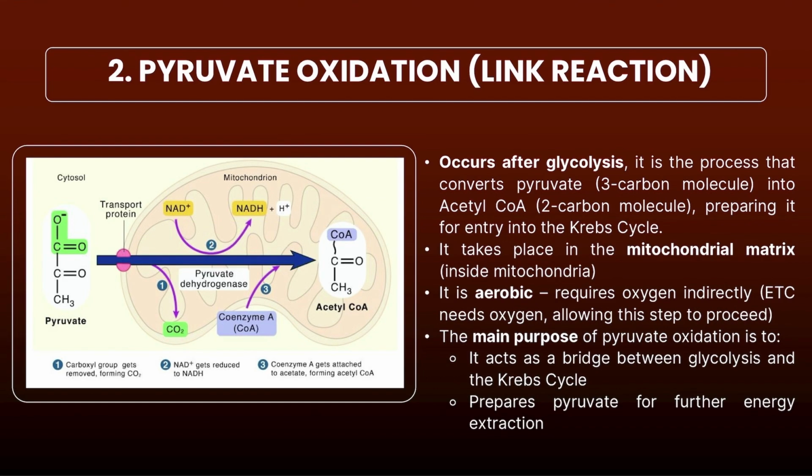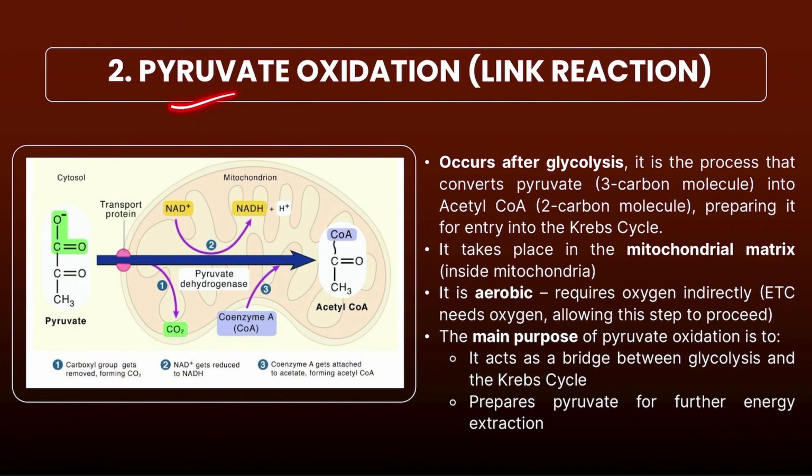So this step, or this pyruvate oxidation, serves as the bridge between glycolysis and the Krebs cycle. This step happens after glycolysis and takes place inside the mitochondrial matrix, specifically the innermost compartment of the mitochondria.